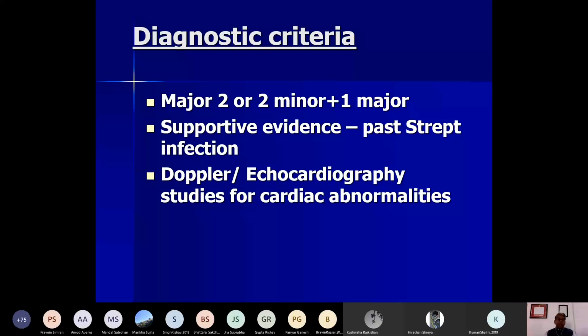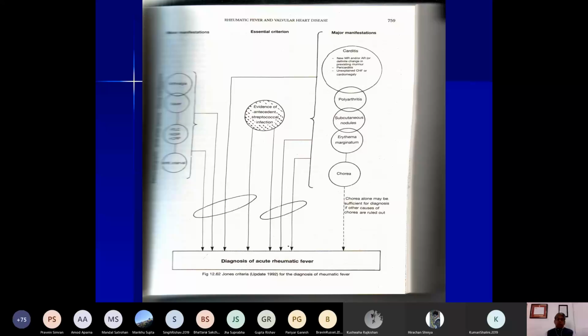Doppler studies, echocardiography, etc. are primarily to see how much of the heart function is normal and how much of the heart function is affected. So these are important from a prognostic point of view. From a diagnostic point of view, we have major and minor criteria and supportive evidence. From a prognostic point of view, Doppler and echocardiography studies, so that we can manage and prevent cardiac failure and other further complications. So this is from one of the books about rheumatic disease, Jones criteria. We should have a major and minor criteria combination to give a diagnosis of rheumatic heart disease.